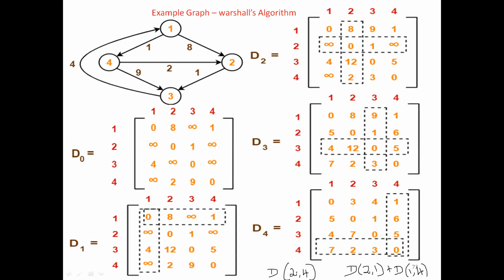Okay, we have to fill the value of 2 comma 4. What is D of 2 comma 4 from the previous initial distance matrix? 2 comma 4 is infinity. Okay, 2 comma 1 is also infinity, plus what is 1 comma 4? 1 comma 4 is 1. So infinity plus 1 is infinity only. Then I am comparing. Both are equal, so I can put infinity only here.